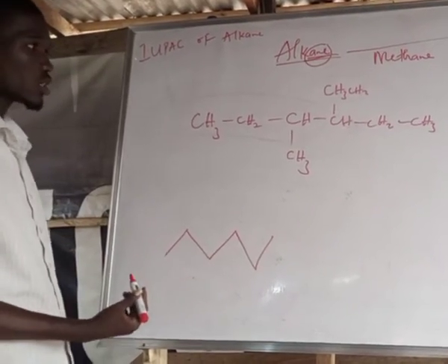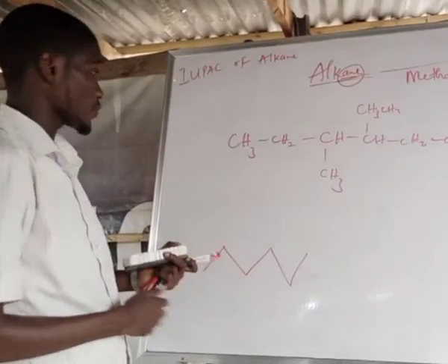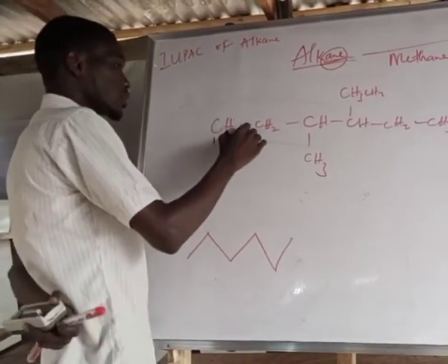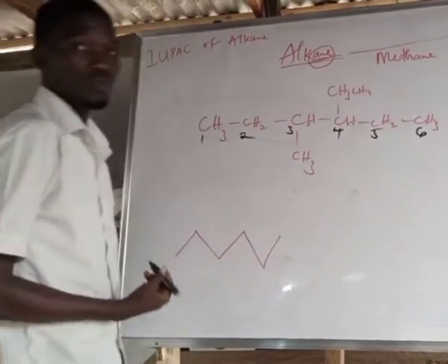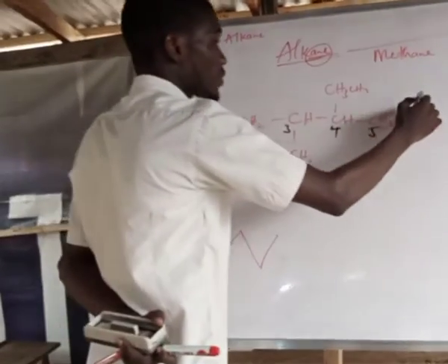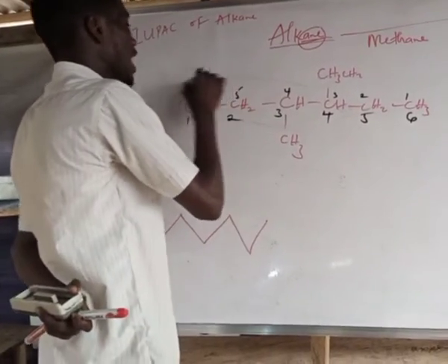Don't forget, we have to number from left to right or from right to left. With that, I can say that I have 1, 2, 3, 4, 5, 6 from left to right. Here we have from right to left, 1, 2, 3, 4, 5, 6.